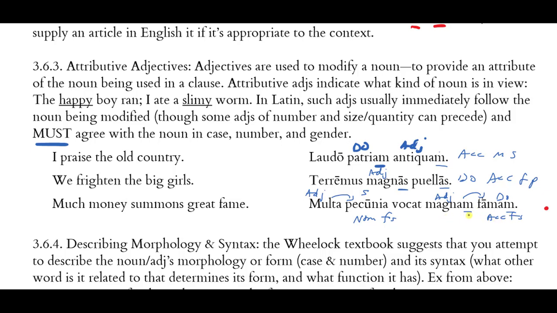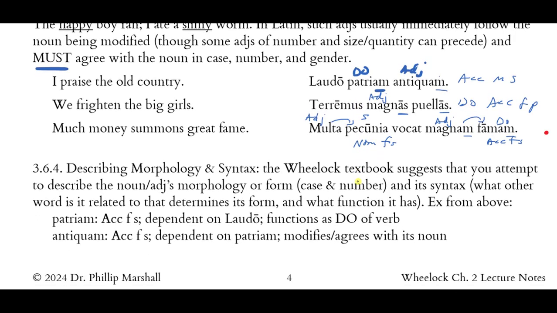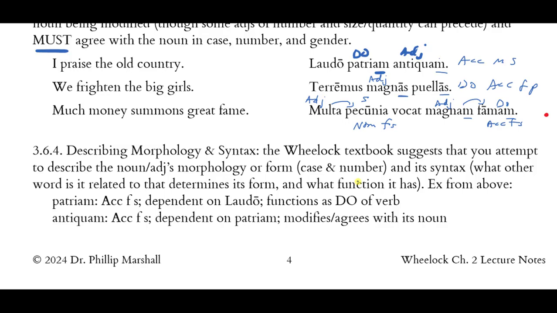Magnam famam. Okay, so last thing is in the chapter at the end, Wheelock suggests that you learn how to describe morphology and syntax. That is, that you attempt to describe the noun or adjective's morphology or form, what's its case and number. I would suggest even gender you can describe as well, and its syntax. Syntax describes what word in the sentence another word is related to that determines its form and its function, what function it has in relation to it.